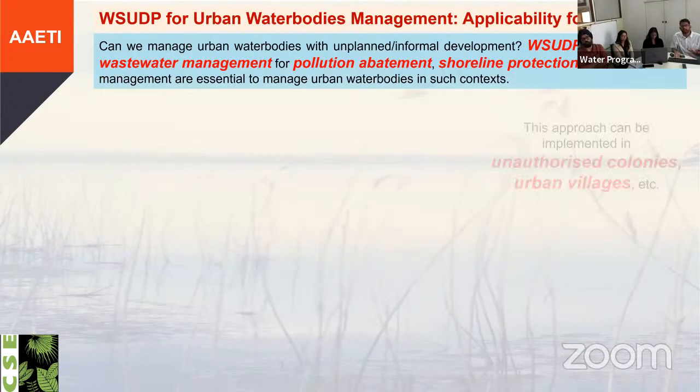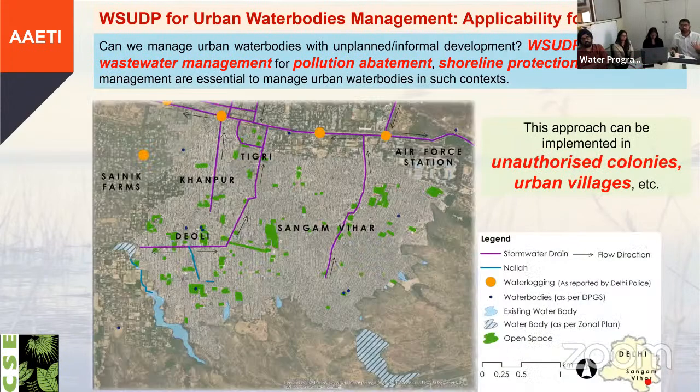We need something for the unplanned areas as well. Maybe we can look at urban lakes and informal areas and how we can manage those. So our next step is to look at urban villages. How do you revive water bodies in those spaces? We are still working on this as a model, still trying to understand how this can be revived using ecological or biodiversity aspects.